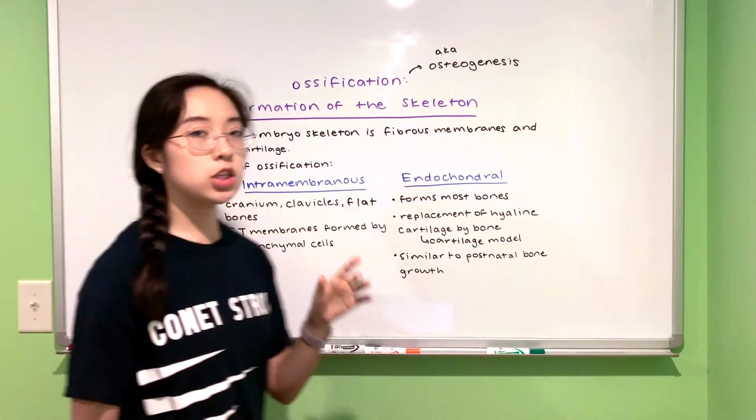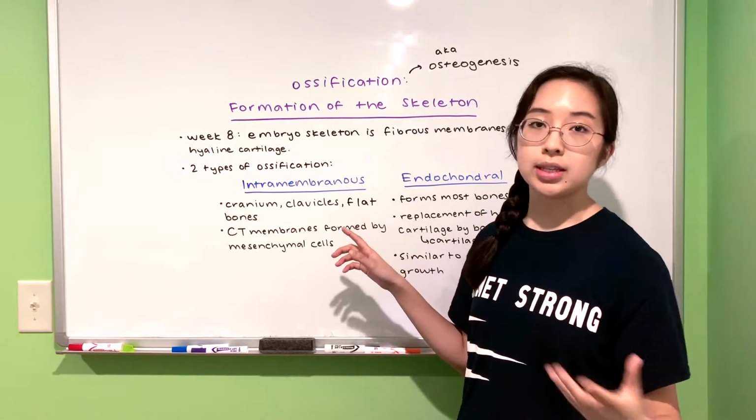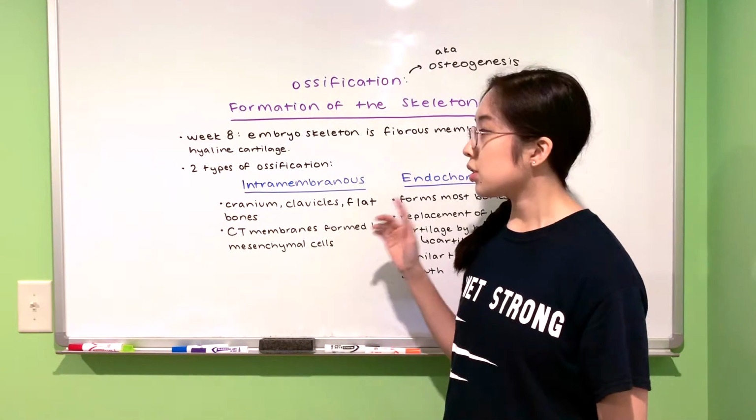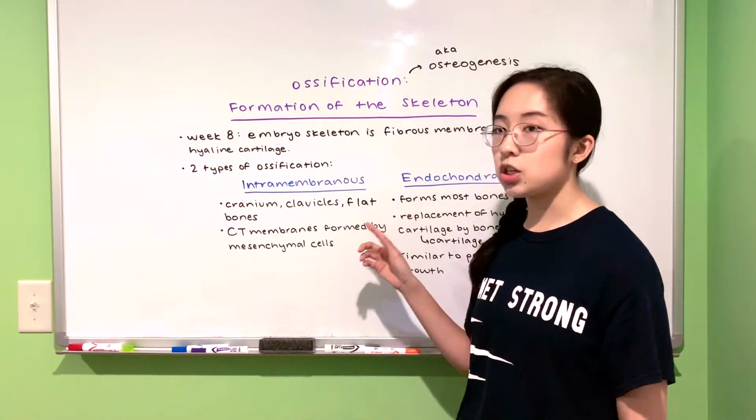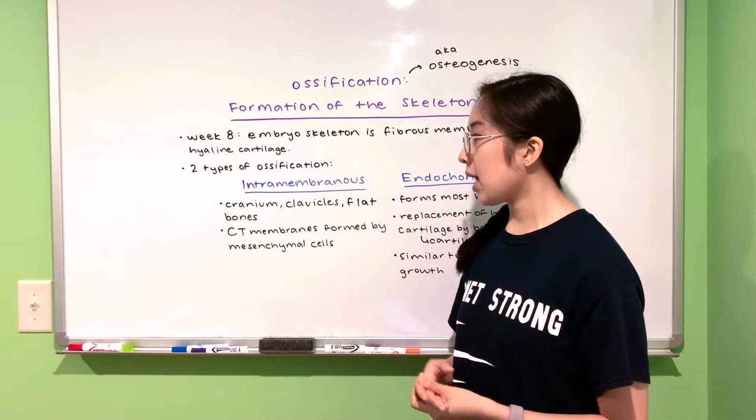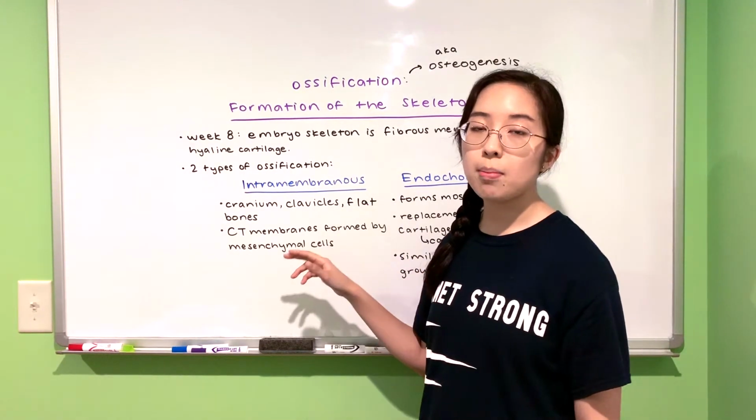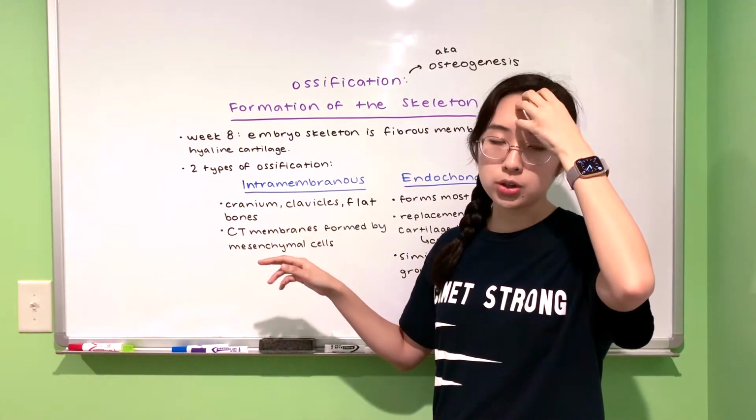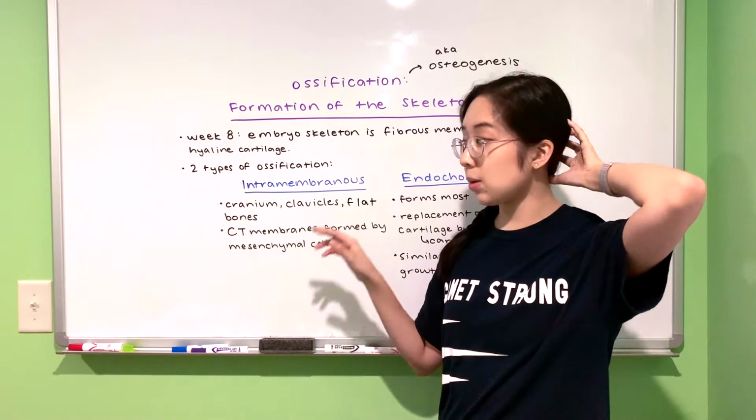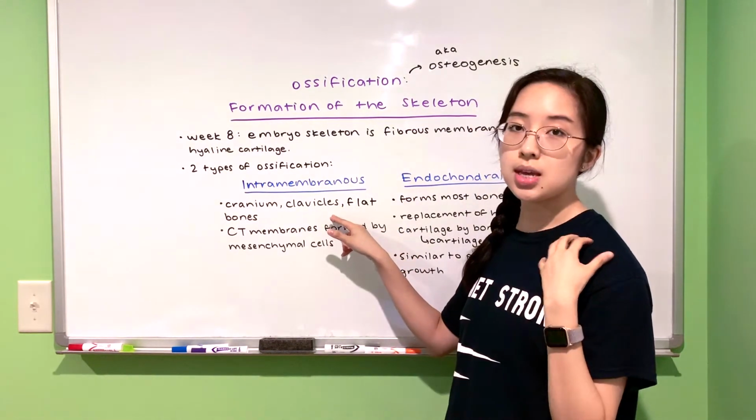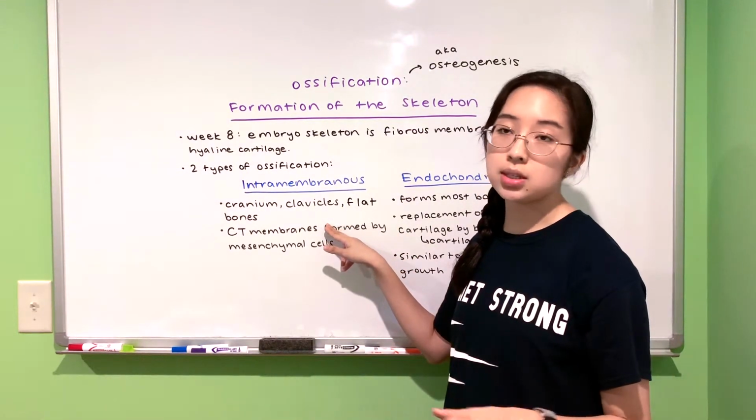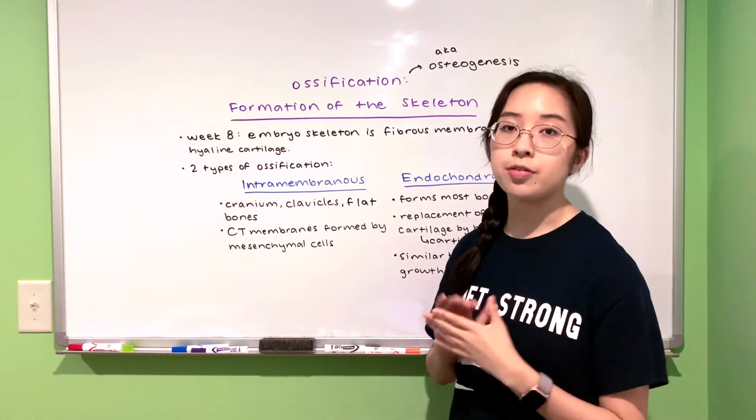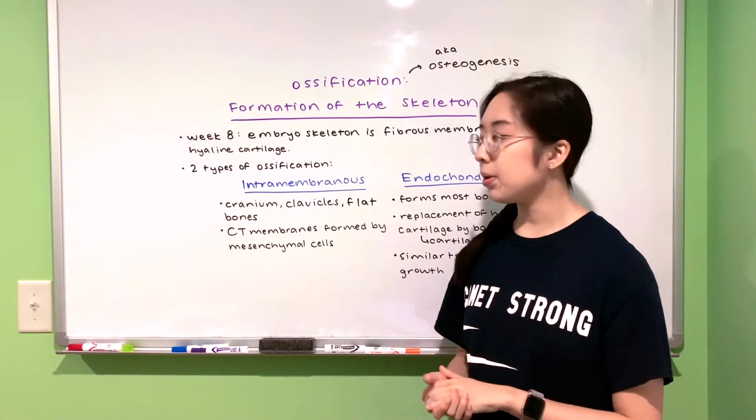So the first type, intramembranous, is exactly what it sounds like. Intra means within, and membranous means of membranes. So intramembranous ossification occurs within membranes, and this is responsible for forming most of the flat bones in the skull. So that is the cranial bones, the frontal, parietal, temporal, occipital bones, and the clavicles. And all of these bones are flat bones, and this is the only way that membranes can be ossified, because the membranes themselves are flat and they retain that same shape.